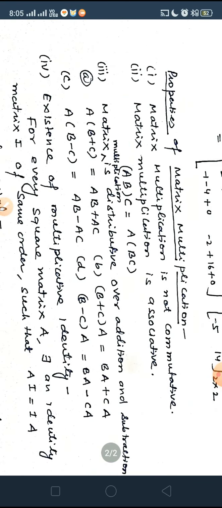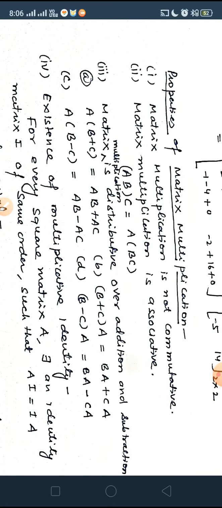Matrix multiplication: A into (B plus C) is equal to AB plus AC, and property B: (B plus C) into A is equal to BA plus CA. And for subtraction, A into (B minus C) is equal to AB minus AC, and property D: (B minus C) into A is equal to BA minus CA. So the distributive property is satisfied over addition and subtraction both.